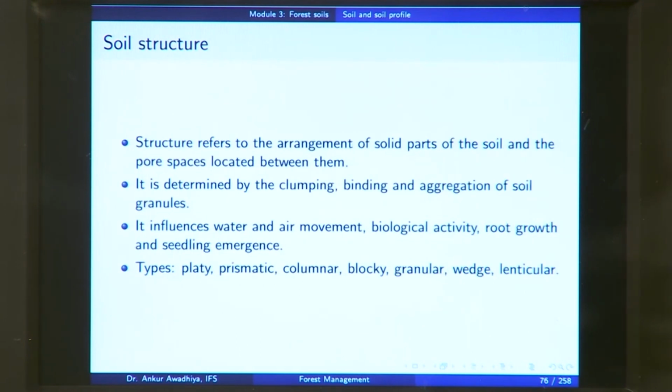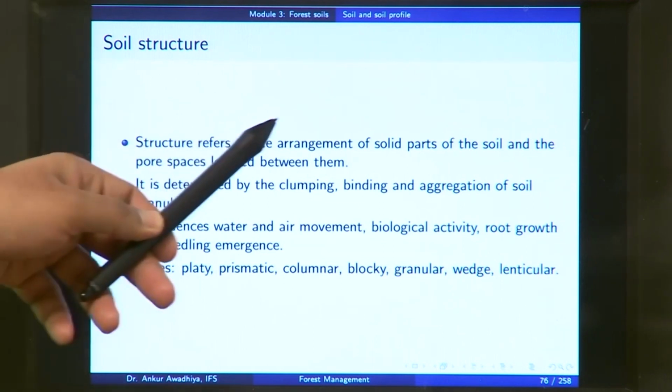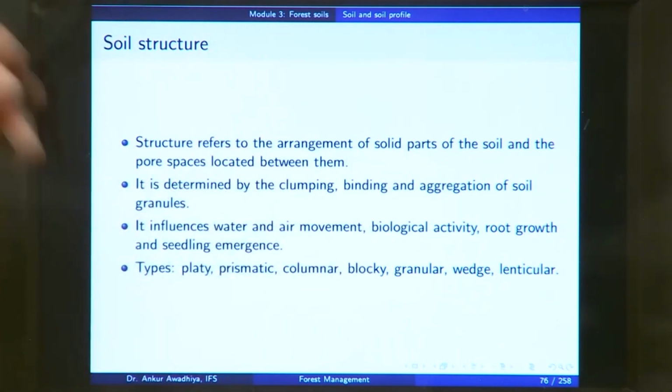Next, we have a look at the soil structure. Now, there is soil texture and there is soil structure. When we are talking about texture, we are talking about the proportion of fine and coarse particles in the soil. When we talk about structure, we are talking about the arrangement of these particles, the arrangement of these solid parts in the soil and the pore spaces that are between them.